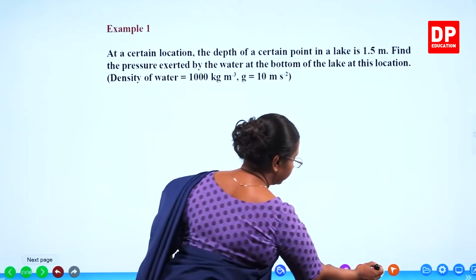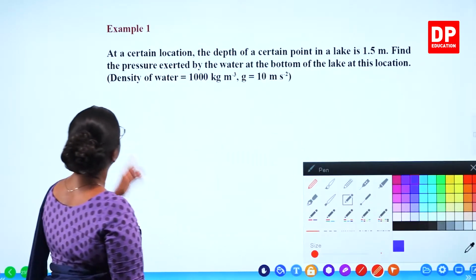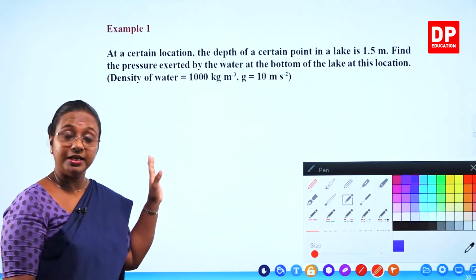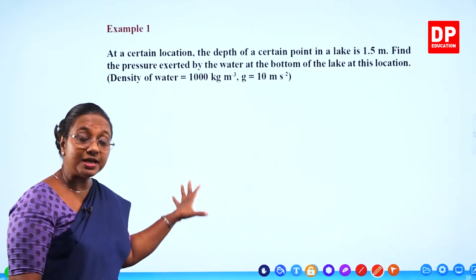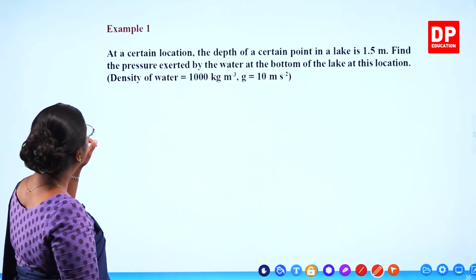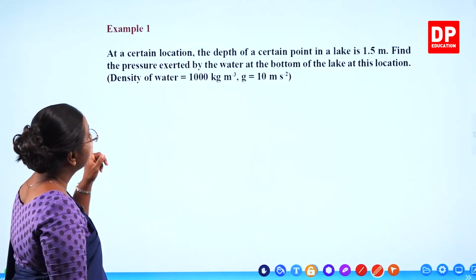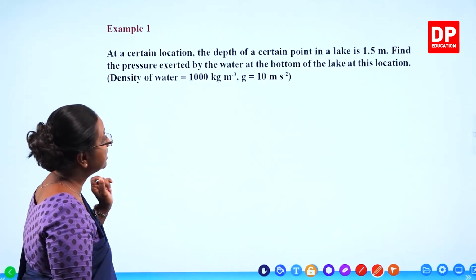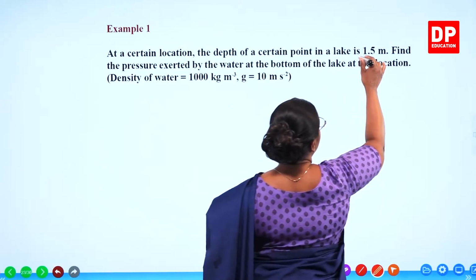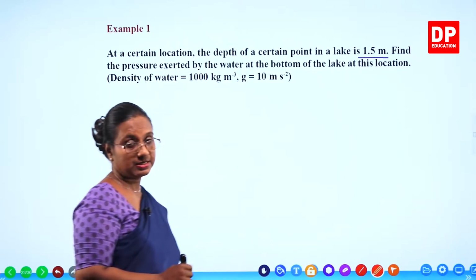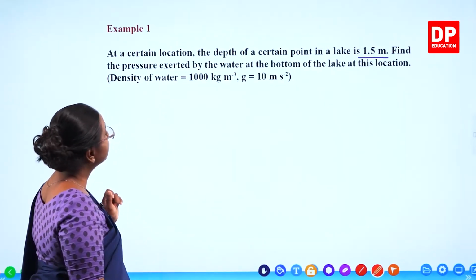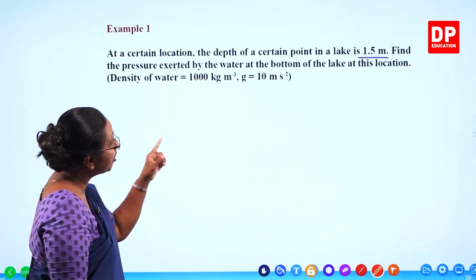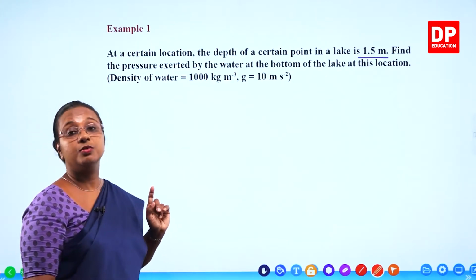Example 1. This is given in your textbook. It is a worked example, but I will explain it again. At a certain location, the depth of a certain point in a lake is 1.5 meters. Find the pressure exerted by the water at the bottom of the lake at this location.